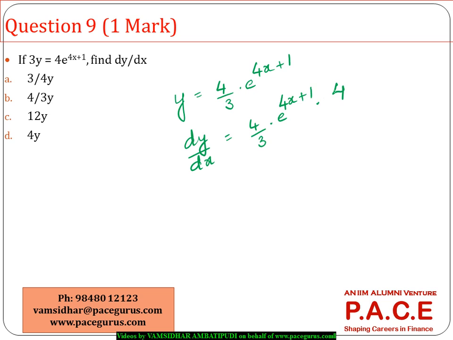which is nothing but 4, and this 4 by 3 times e power 4x plus 1 is nothing but y. So y into 4. So the derivative comes out to 4y. So we have D as the option choice here. So we'll mark D, and that's what will be the simple form of derivative for this kind of a question. Alright. Let's move on to the next question.